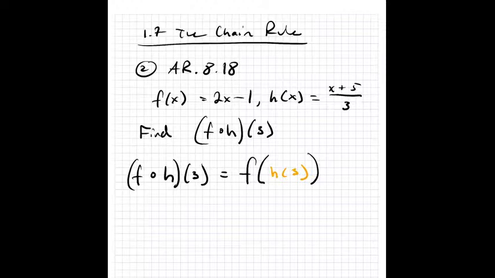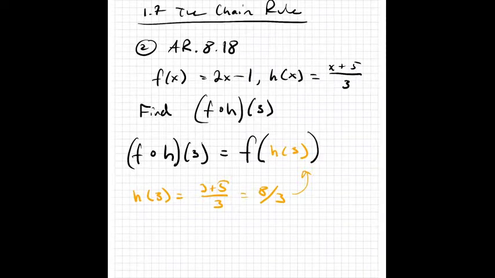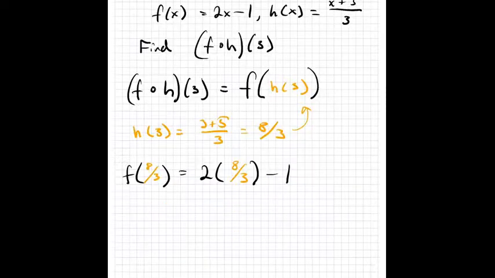So if we do h of 3 off to the side, that's going to be 3 plus 5 over 3. It's going to be 8 over 3. Okay. I'm going to take this and plug it into f. So then f of 8 over 3. That's going to be 2 times x minus 1, but the x in this case is this 8 over 3. That's going to be 16 over 3 minus 3 over 3, which is 13 over 3. Okay, so this was the final result we got there.